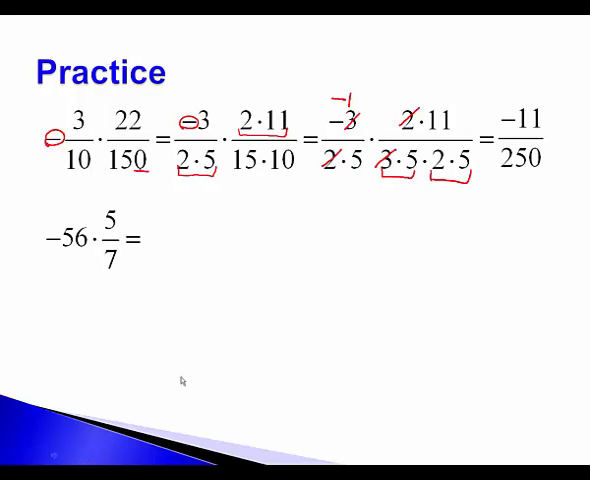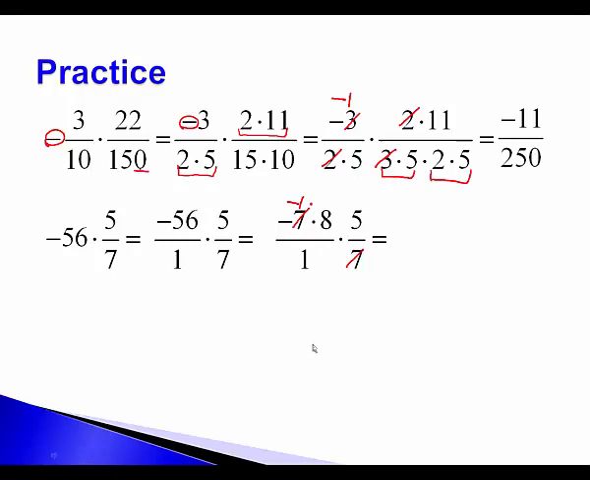Once again, I have that whole number out there, and I'm going to begin by writing it as a fraction. So I have negative 56 over 1 times 5 over 7. Now I'm ready to factor. When I factor the 56, I did it as negative 7 times 8 over 1 times 5 over 7. Once again, when I take out these 7's that match right here, it may help you to think of that as a negative 1 right there.